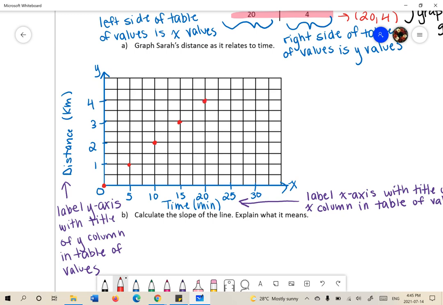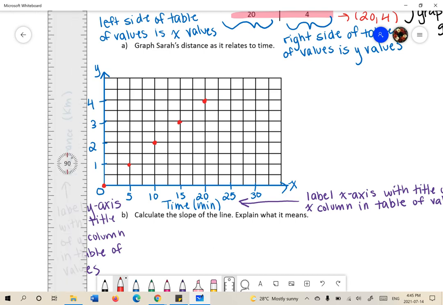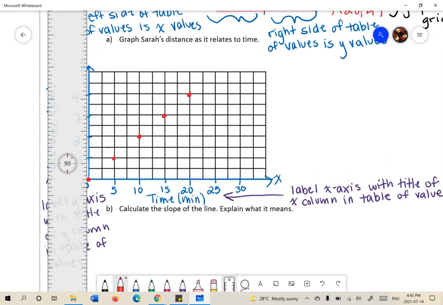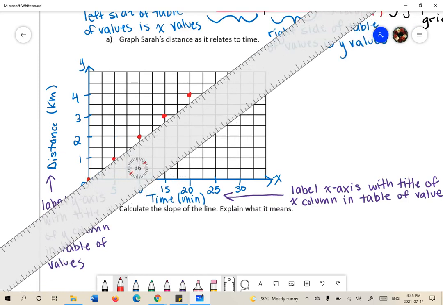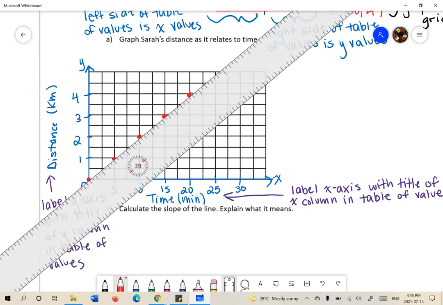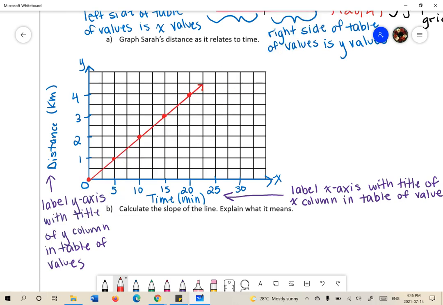And then I'm going to connect my points using a ruler to ensure a straight line. I'm going to include an arrow at the end of my line segment to indicate that this linear relation would continue in that direction if extended. Now it's asking us to calculate the slope of the line.